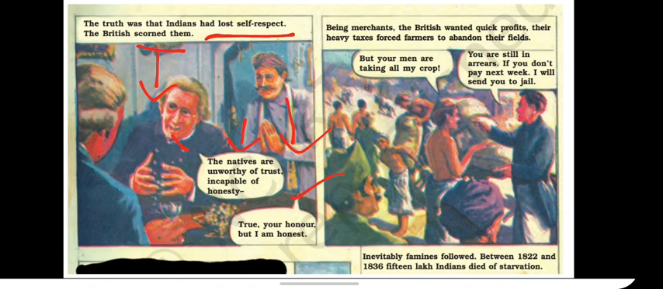And then on the right picture, being merchants. Merchant means, as I said, trader. The British wanted quick profit. Their heavy taxes forced farmers to abandon their fields. Abandon means leave and run away, so they have to run away from their own farm and field.